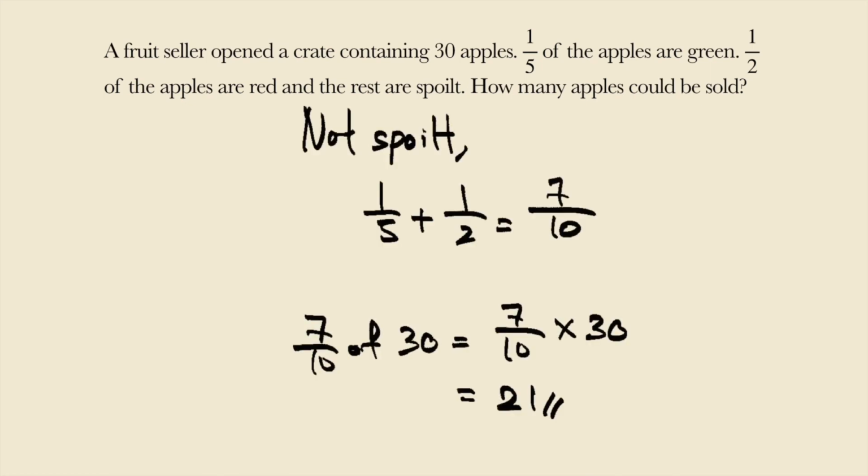Anyway, what's not spoiled? It's 1/5 plus 1/2. That is 7/10. Notice what I did there? If they're asking what can be sold, the greens and the reds. So what fraction in total? It's 1/5 plus 1/2. That's 7/10. What I'm skipping here is making the denominators the same, but it should get the same fraction. So I'm interested in what 7/10 of 30 is, of as in multiply. That's basically 21 apples that can be sold.